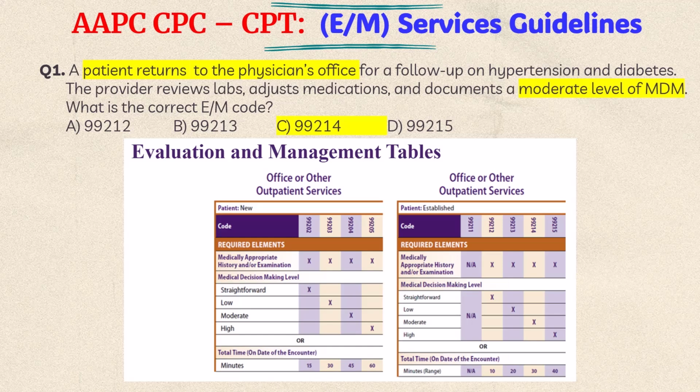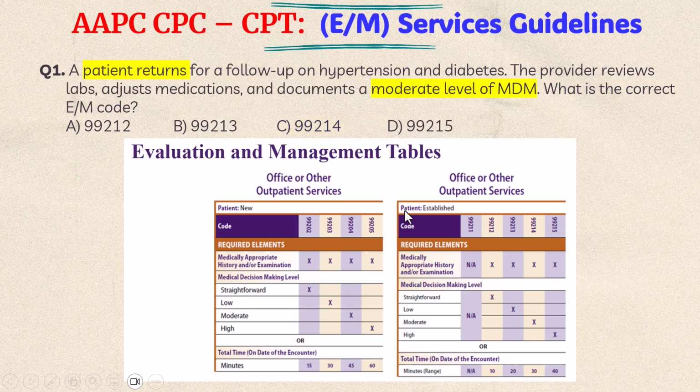There, new and established patients are listed. Here, this patient is an established patient, that is, patient returns. In the established patient section, you have to look at the moderate level of MDM. So go down to moderate. It is marked as 99214. So the correct answer is C. This is one method to find the answer very quickly, but this is not a recommended way of finding the answer, because you have to go directly to the code and read the code description.